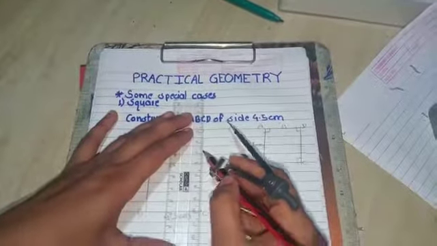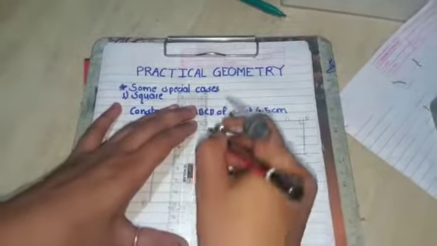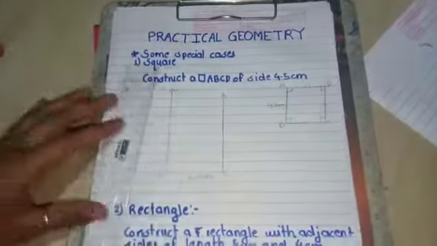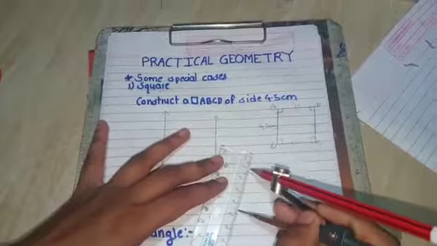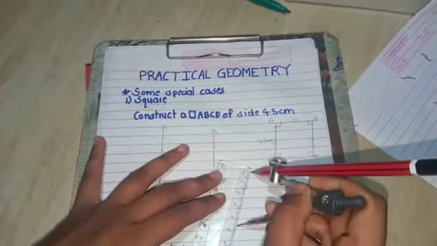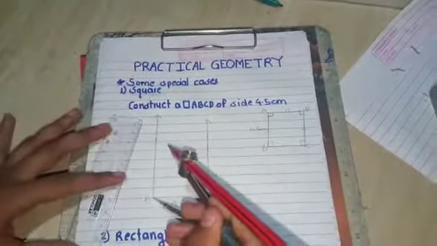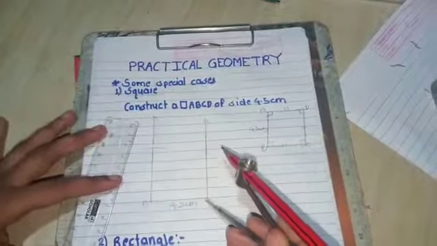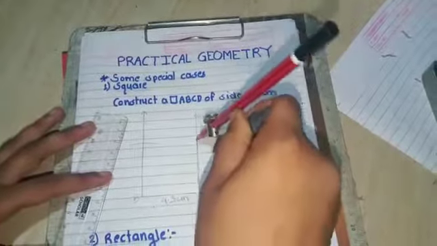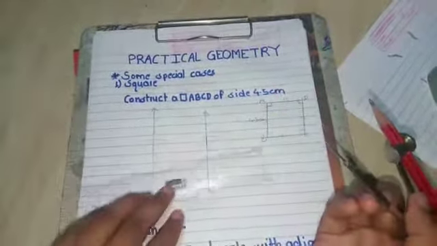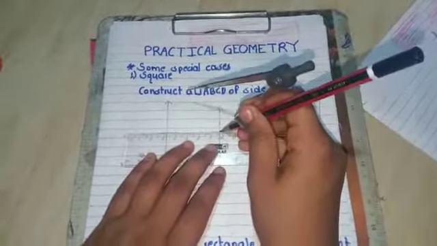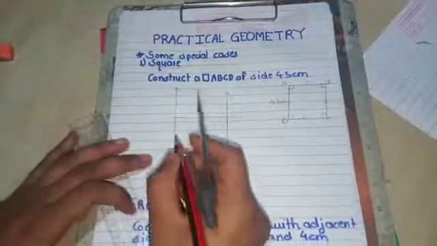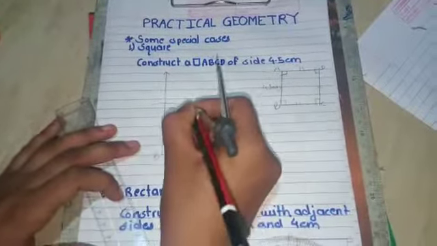Now, very simple: open the compass to 4.5 centimeter and cut both the perpendiculars at 4.5 centimeter from point B and point C like this, and join these points of intersection. So here the construction of square ABCD will be completed.